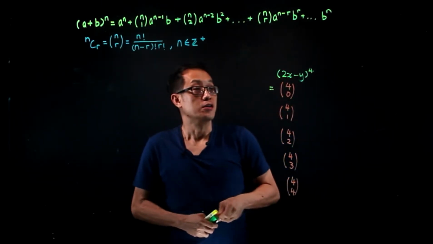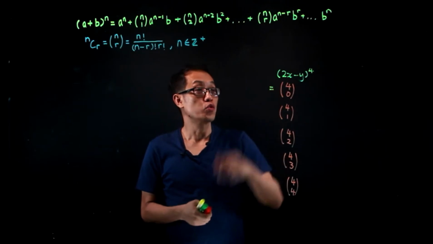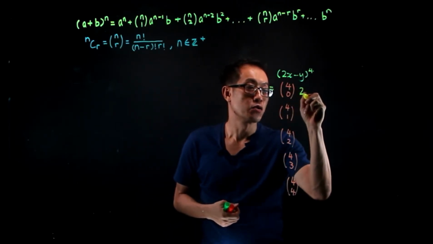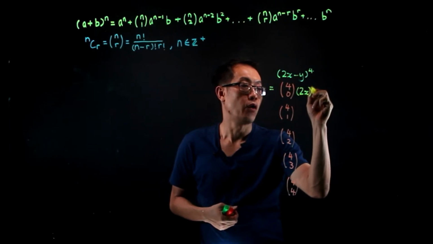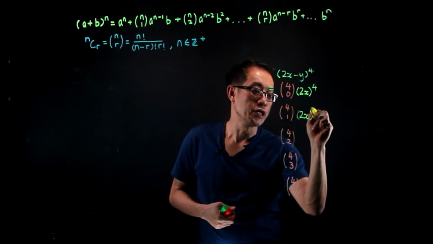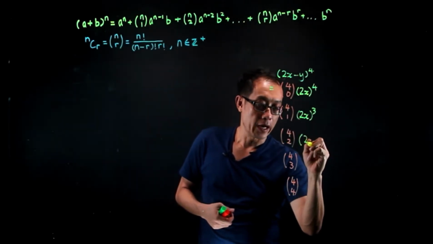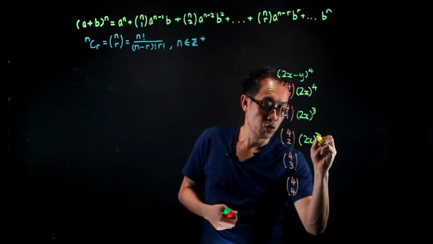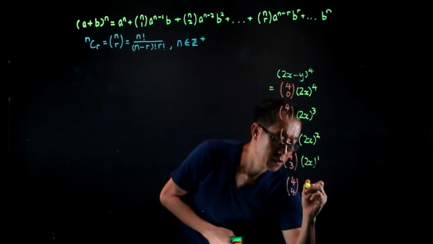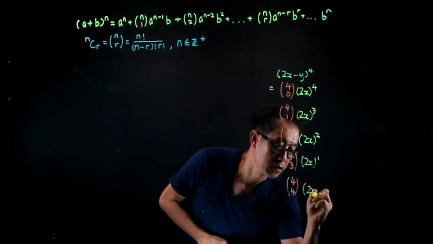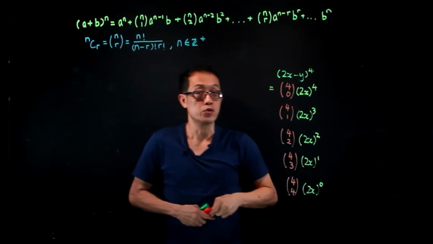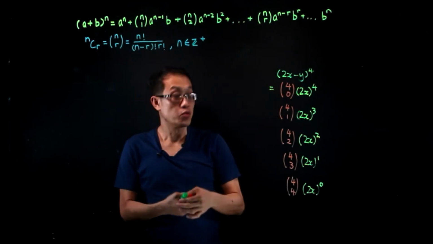Next, we will do the 2x term. So it will be 2x to the power of 4, 2x to the power of 3, 2x to the power of 2, 2x to the power of 1, and 2x to the power of 0. Next, we do the minus y term.